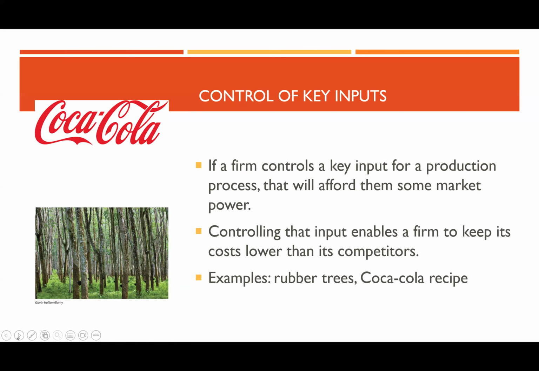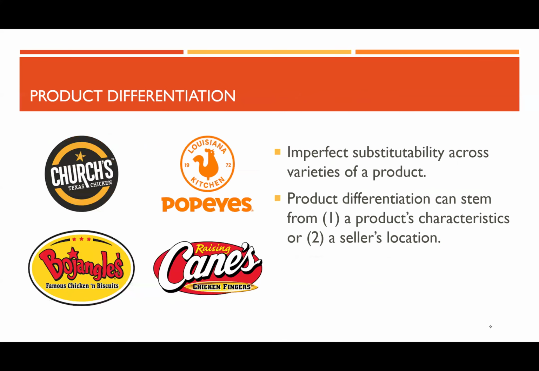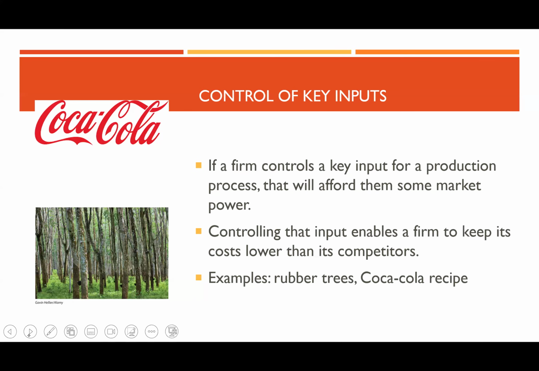We could think too about the Coca-Cola recipe, right? If someone wants to make Coke, if you don't have that recipe, you're not going to be able to produce it, right? So that key input is controlled by the Coca-Cola company, and so they're the only ones who can make it, setting aside the copyrights or patents that they have on the recipe. And with that, we'll stop this recording, and in the next one we'll look at the monopoly model.